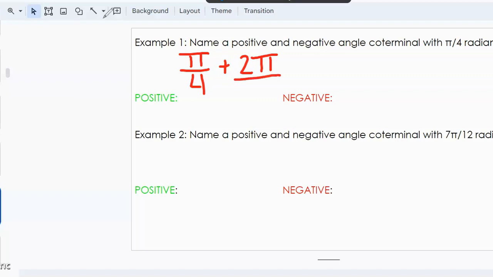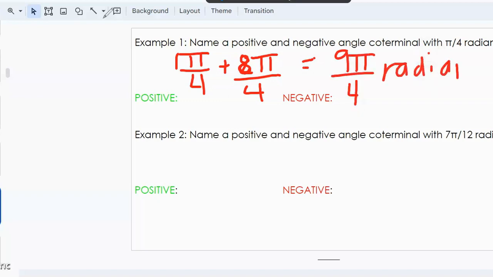So I put this over 1. And again, I need to have a common denominator. If my left side is 4, that means my right side has to be 4, and then this top number is going to become an 8. So then technically this is 1. So 1 plus 8 is going to give me 9 pi over 4. And then obviously write radians after that.